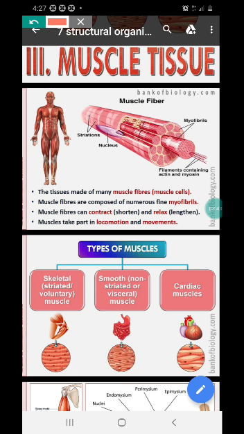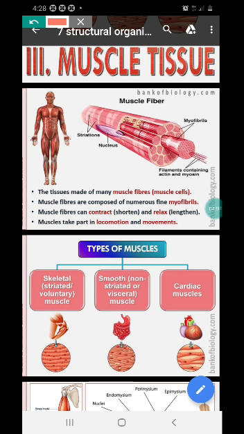Okay, now they are also called visceral muscles, and there is one more name, smooth muscles, or they are called non-striated. We'll be discussing now why it is non-striated and things like that.